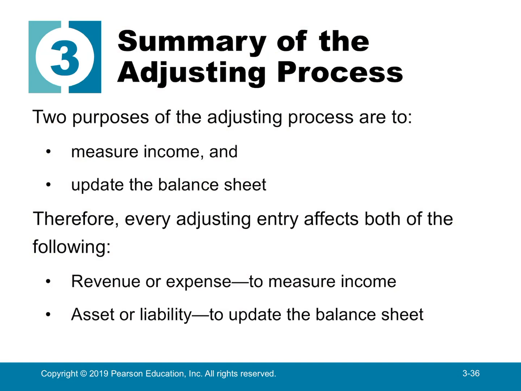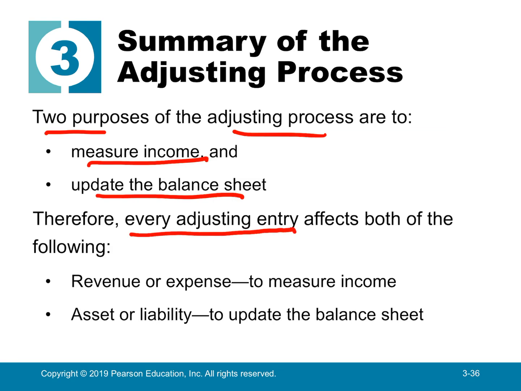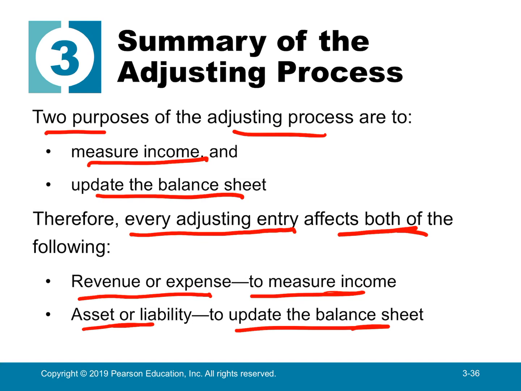So let's summarize this whole adjusting process, right? There's 2 purposes of why we even do this. We're trying to measure income and update the balance sheet. We're basically closing the books and we want to update all of the accounts. So it's important to note that every adjusting entry is going to affect both a revenue or expense, because it's going to measure income, and an asset or liability. It's going to update the balance sheet.